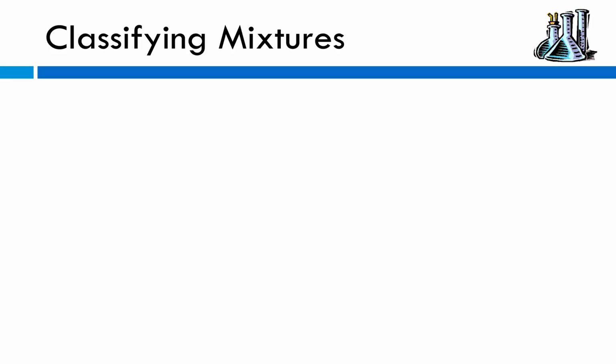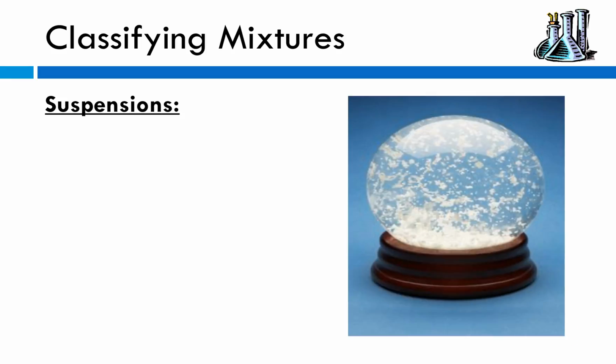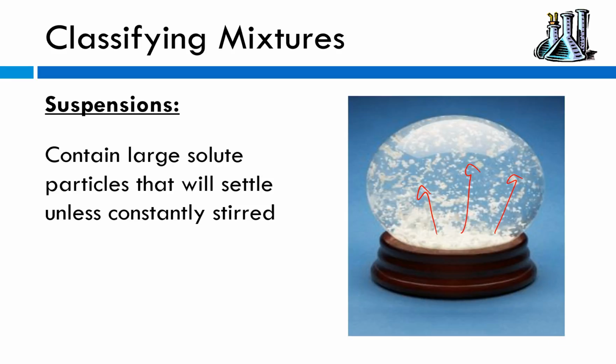Okay, getting back to classifying different mixtures, we have suspensions. A good example of a suspension is a snow globe. You probably know from experience that if you take the snow globe and shake it up, you can get the snow to kind of disperse all over the place. And then if you leave it and you don't shake it, the snow is going to fall and essentially come out of the solution and settle on the bottom. That's exactly what a suspension is.